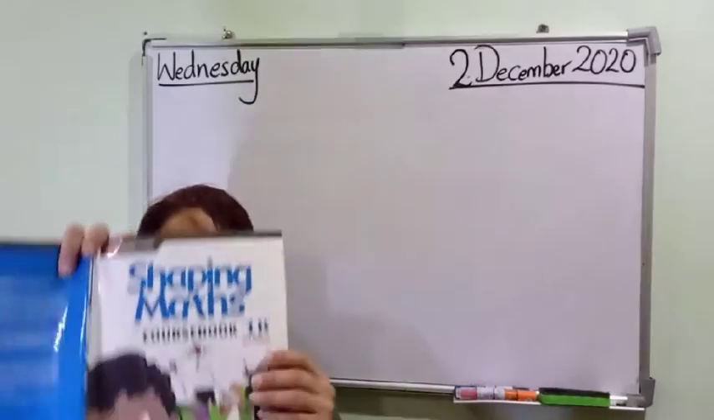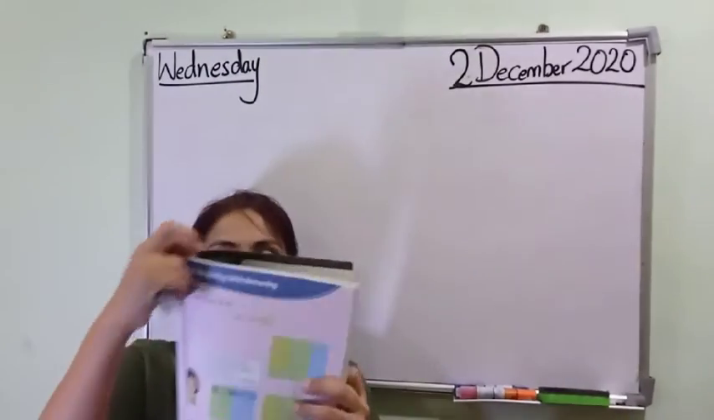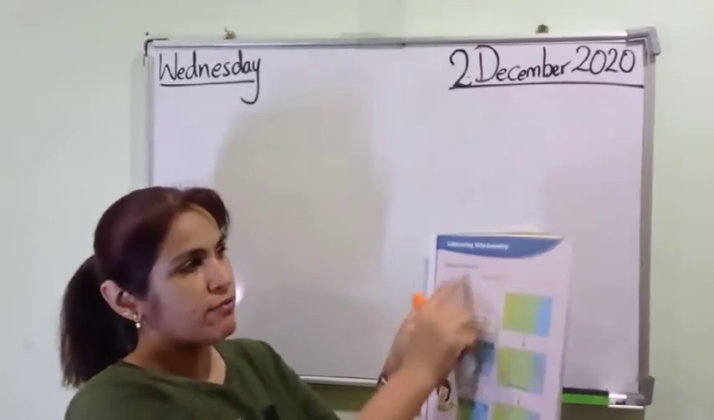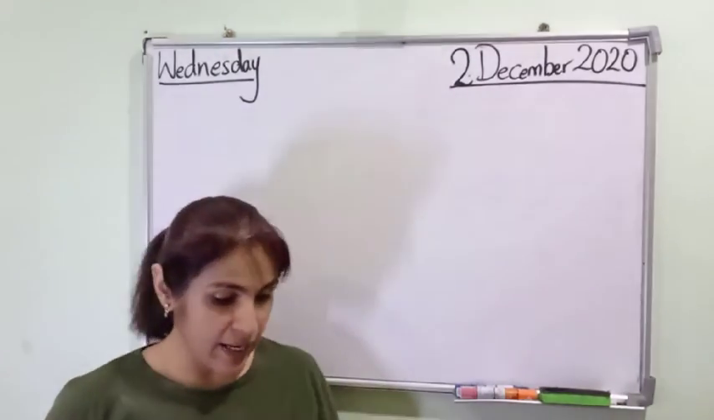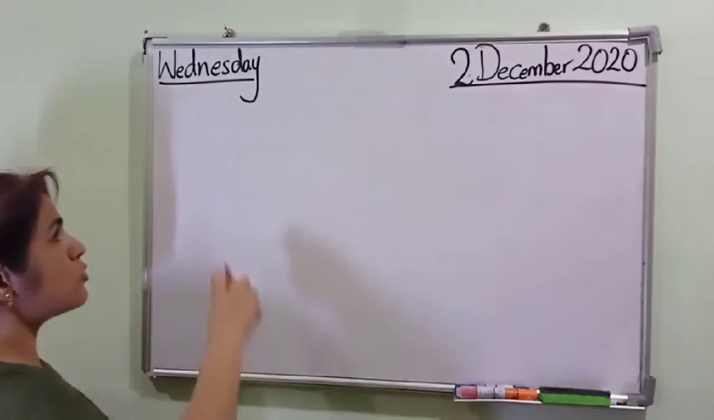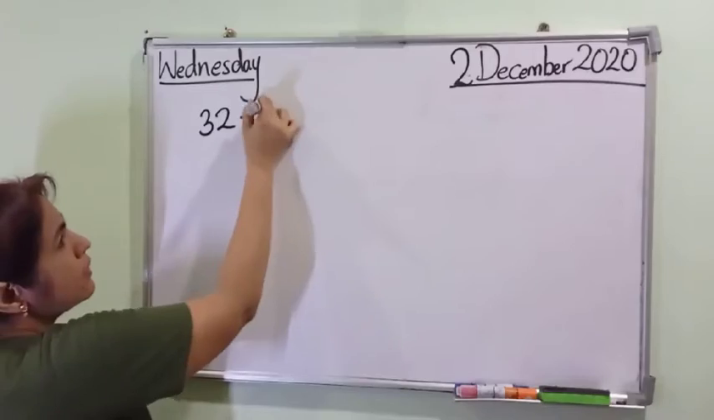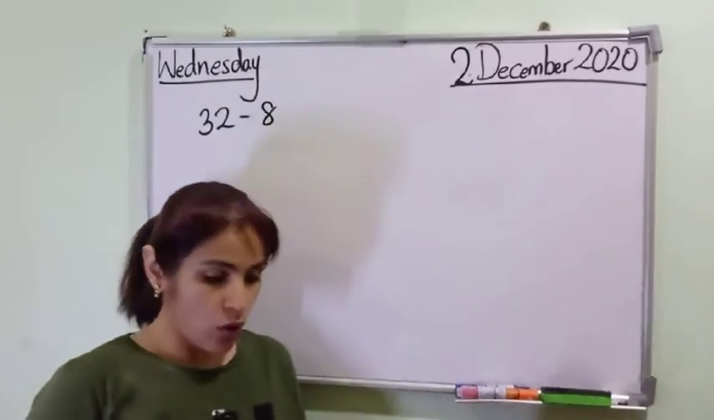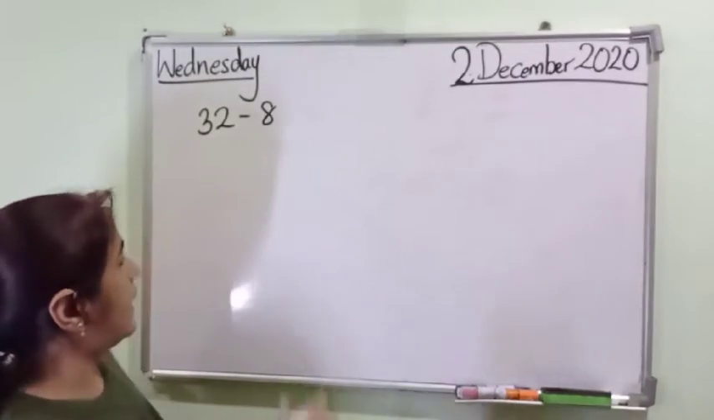Course book 1B, page number 45. It says subtracting with renaming. That is, you got to subtract the 8 out of 32. Okay, so 32 minus 8.